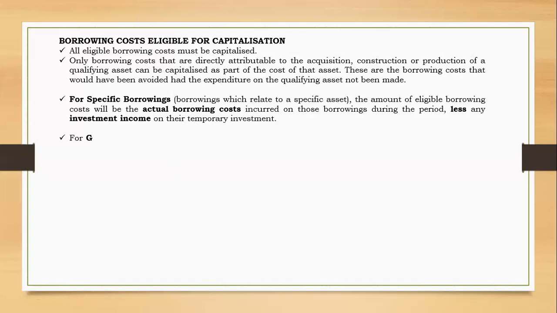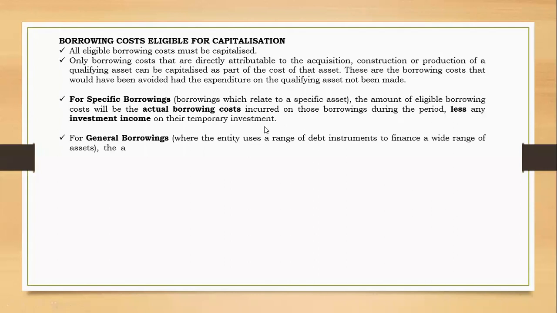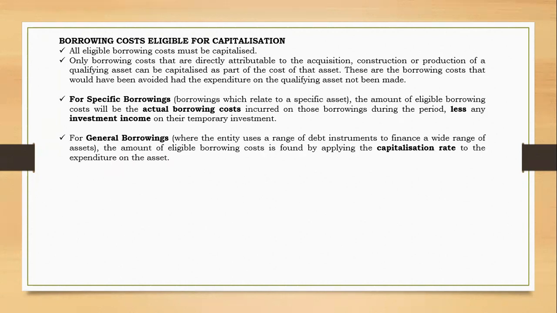So now let's go for general borrowings. For general borrowings, these are borrowings where the entity uses a range of debt instruments to finance a wide range of assets. So you are taking, let's say, 4 different loans to finance several assets. You are not specifying that these borrowings are for particular assets. No, you just have general borrowings, and whenever you need to finance the construction of an asset, you just take from there. So in that case, we use a different approach.